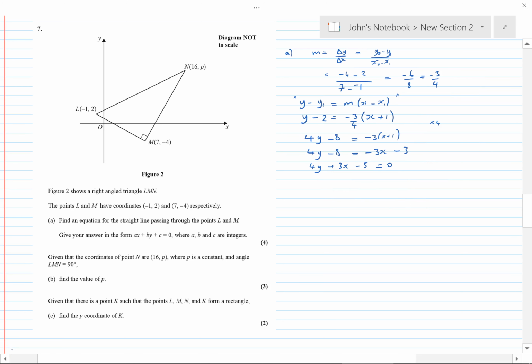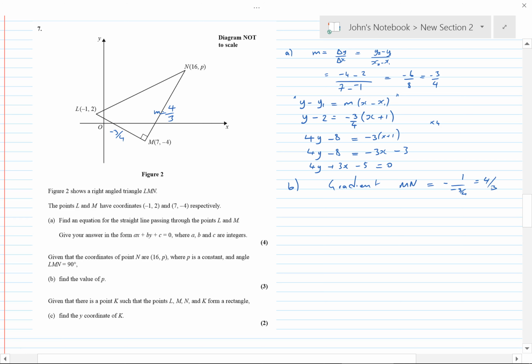Part B, it's all about the gradient. If the gradient of this is minus 3 over 4, then the gradient of this one must be 4 over 3. So the gradient of MN is basically minus 1 over minus 3 over 4, which is obviously 4 over 3 as I've just written.